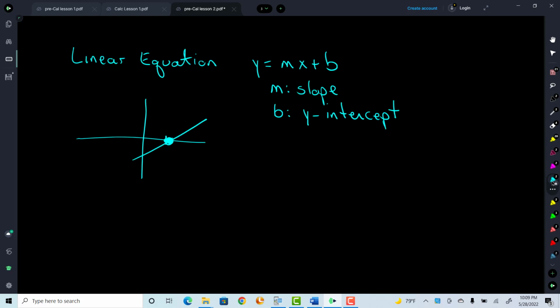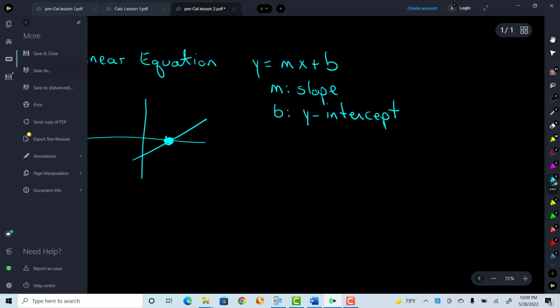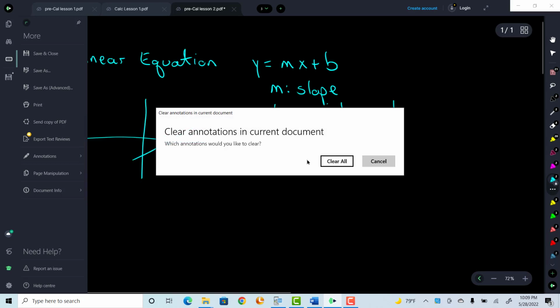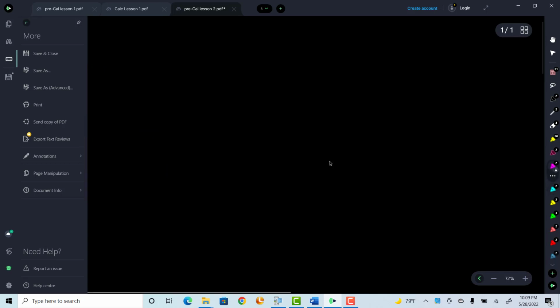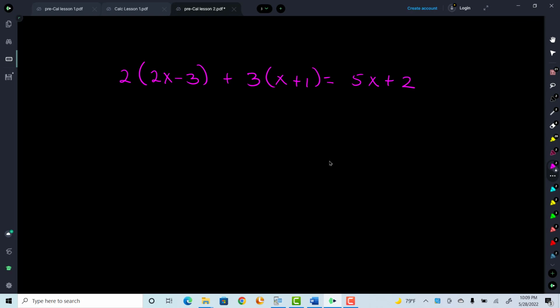Okay, so let's just go ahead and review some very, very basic solving equations. Okay, so let me just clear this screen. All right, so let's look at 2 times 2x minus 3 plus 3 times x plus 1 equals 5x plus 2. Now, in order to solve this equation, I have to combine my like terms.